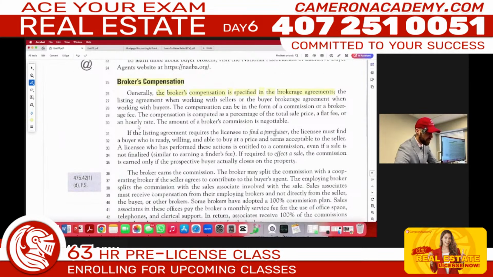Any questions about this? Didn't we talk about this in a previous unit? Yeah, the listing agreement will outline how much compensation you're going to charge the seller. And how it used to be was you get the seller to agree to pay not only the listing agent, but also the buyer side of the transaction. That has since changed, at least with the contracts. Doesn't mean that you can't get the seller to pay the other side, but it's just you can't advertise it.